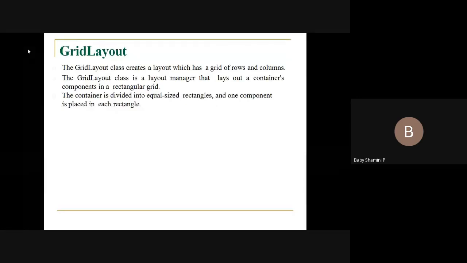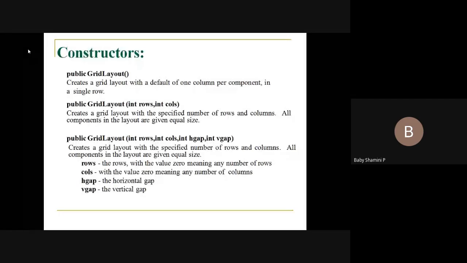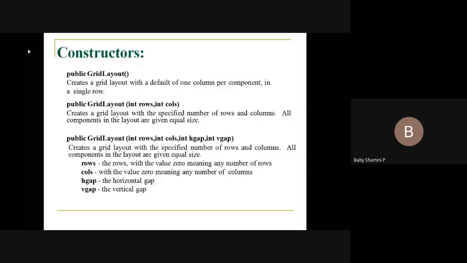Here we have a default constructor, that is public GridLayout(). If you declare the default constructor, it creates only one column, that is, we can add only one component: a single row and one column. And if you use public GridLayout(int rows, int columns) and give a row value and a column value, it allocates a grid based on the rows and columns, and inside the grid we can allocate our components. Also, we can set the space between components, horizontal and vertical.